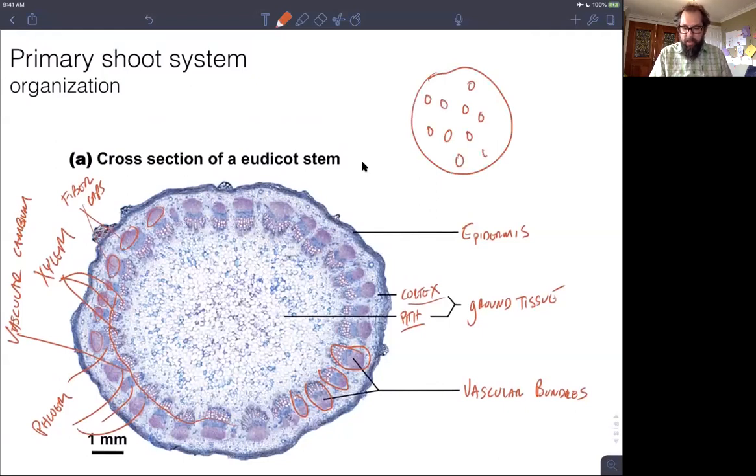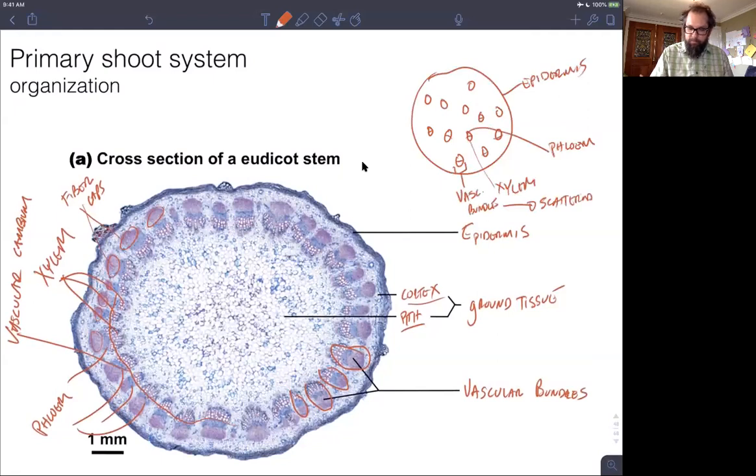So we would still have our epidermis on the outside. The vascular bundles are still divided between those dark staining, thick-walled xylem toward the outside and phloem toward the inside of the stem, and each of these is a vascular bundle. But rather than being arranged in a ring, the vascular bundles are scattered throughout the stem. So just for clarity for later, this is what a monocot would look like.